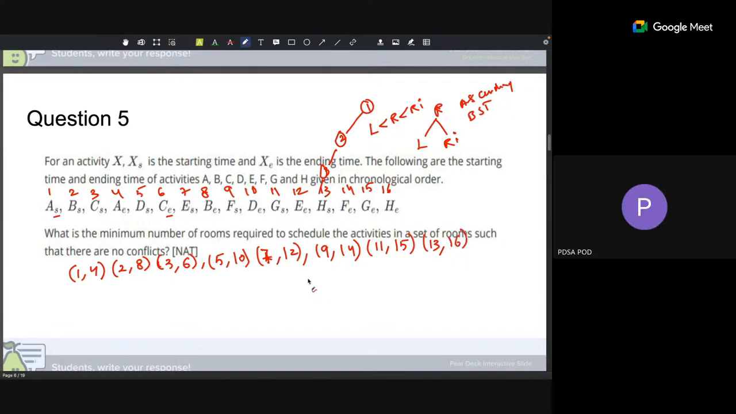Now the thing is very simple: we need to sort them based on the ending time. If you sort them based on the ending time, what happens? I think it is sorted. Sorting is based on the ending time, no? No, it is not sorted on ending time.